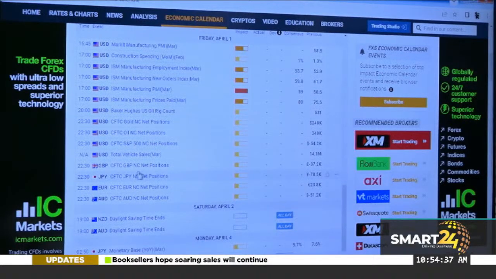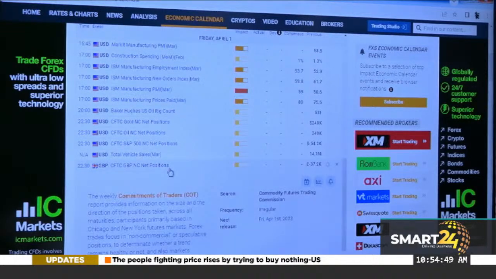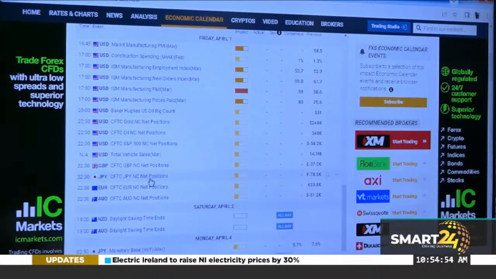But later on there is total vehicle sales. There is no time allocation for the US dollar. Then there's the CFTC GBP NC net positions. Then also for Japan, the Euro net positions, and Australia. But these are very low impact events for these Forex charts. But in certain specific charts, they will have some impact, like the Japanese index, like the Spanish index. You can look at those charts and look for that volatility there.